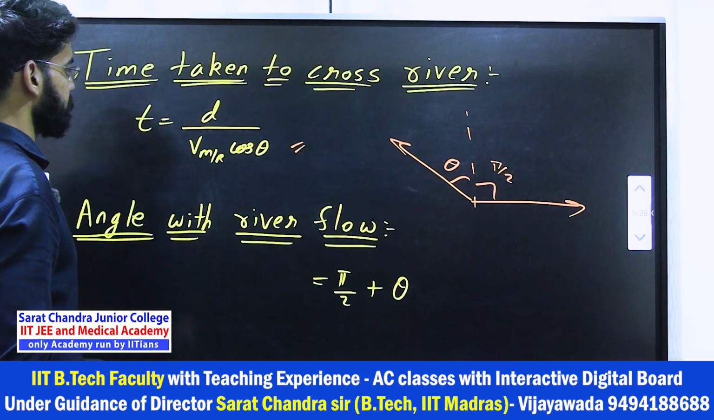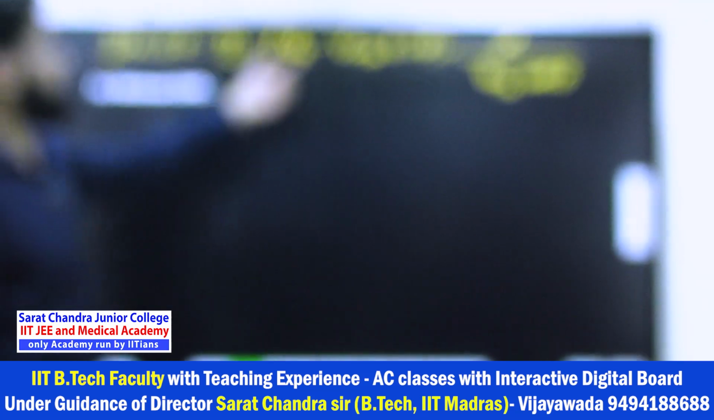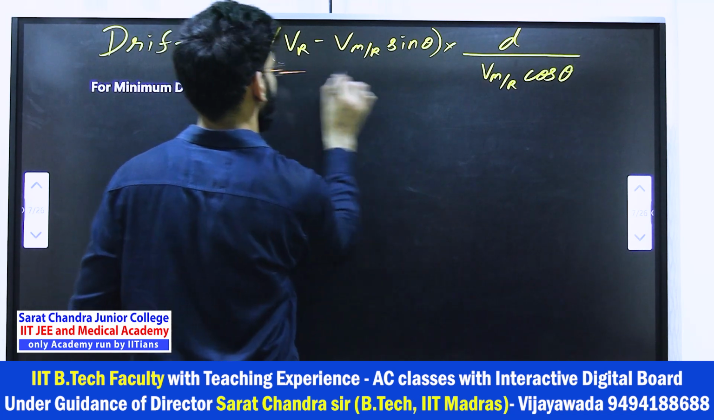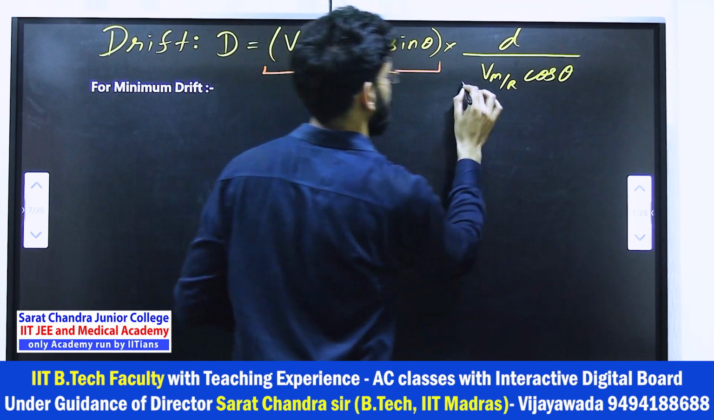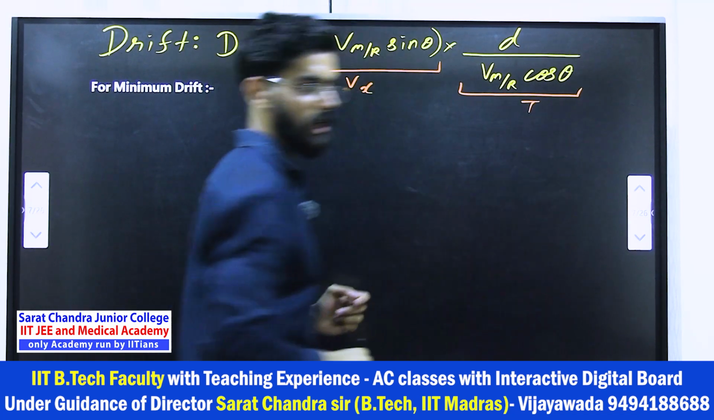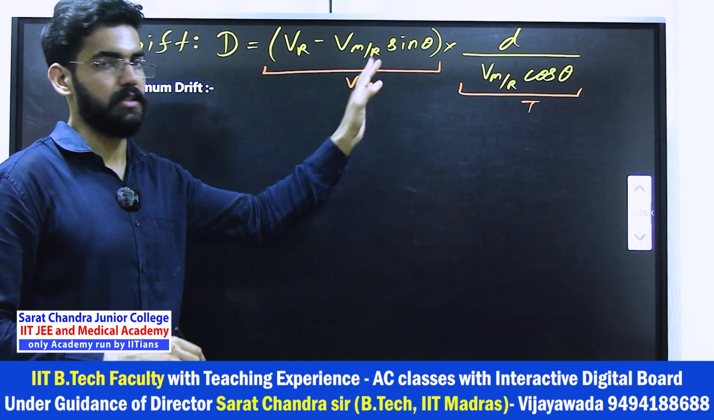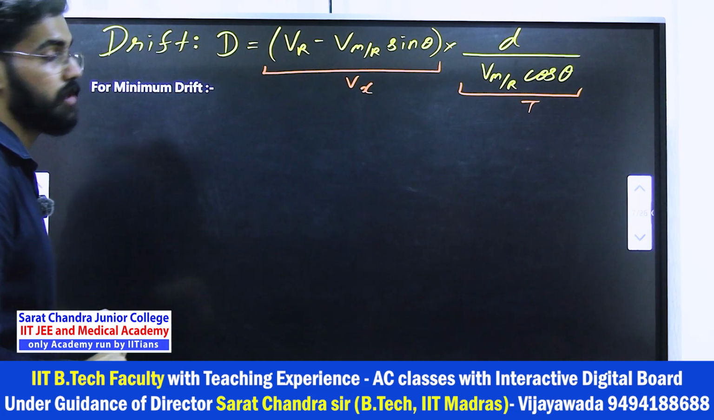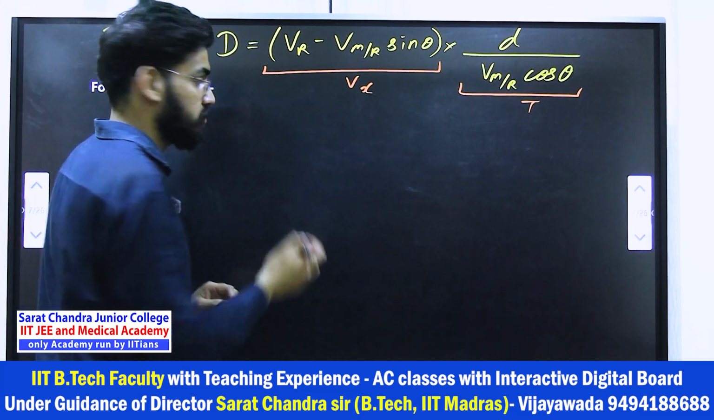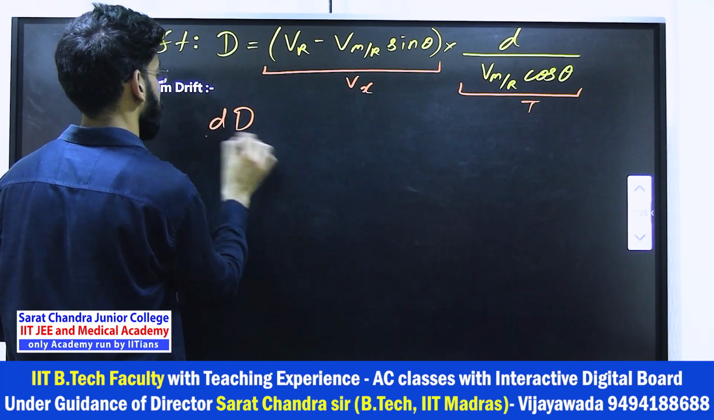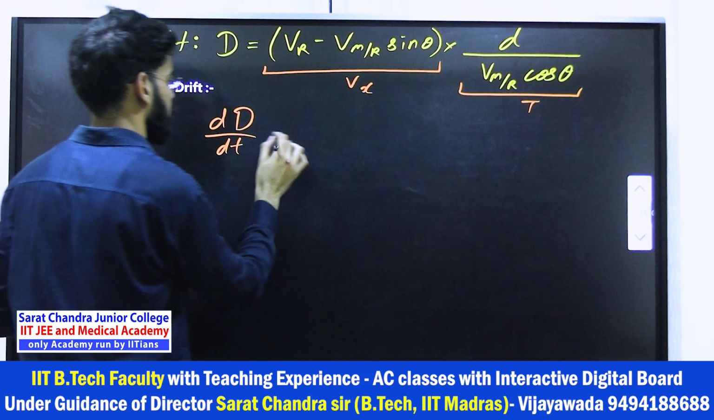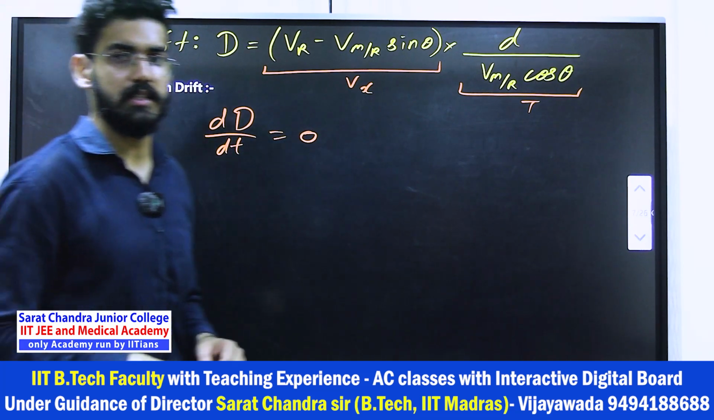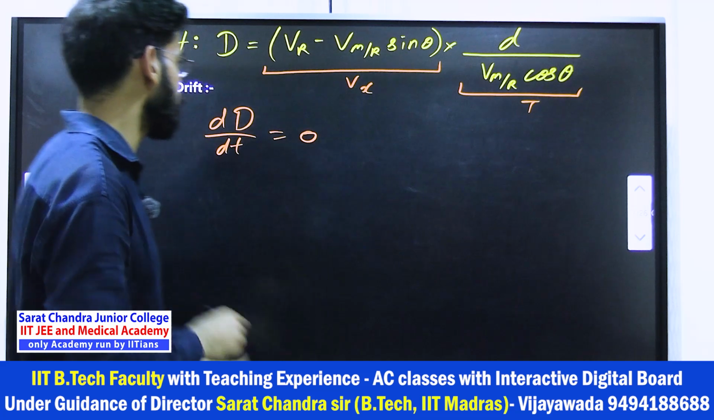Same as here. So here also you are saying this is horizontal velocity Vx, and this is time, right? So horizontal velocity into time taken, that is your drift. Okay. Now minimum drift. How you find out minimum? Take differentiation as 0. That's it. Okay. What is changing here? What can I change here? Angle, right? So differentiate with respect to angle.